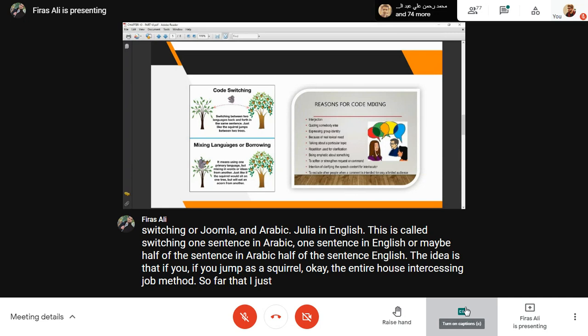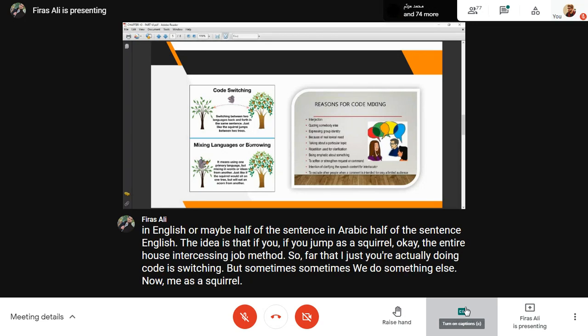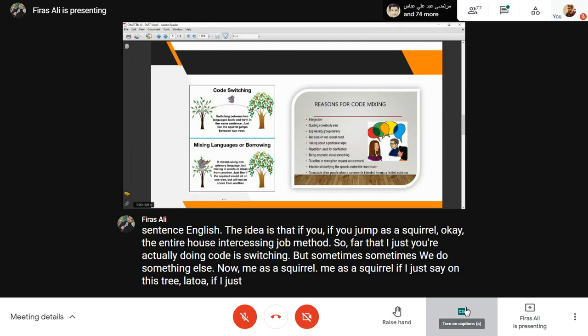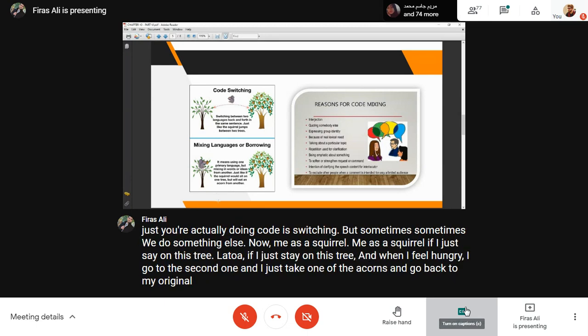Then you're actually doing code switching. But sometimes we do something else. Now me as a squirrel, if I just stay on this tree, look at the picture inside it. If I just stay on this tree, and when I feel hungry, I go to the second one and I just take one of the acorns and go back to my original tree. This is not called code switching. This is called code mixing.